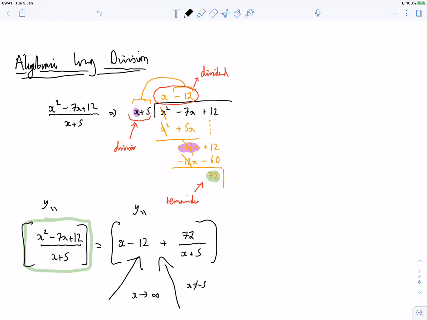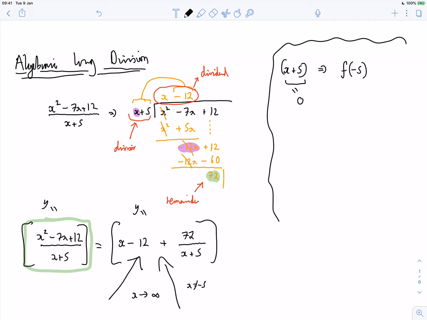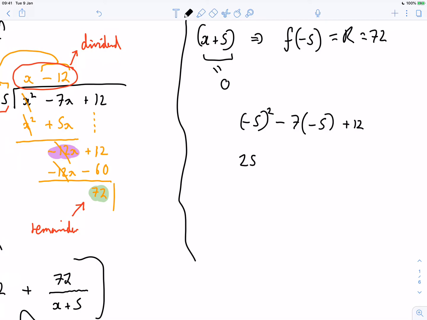So, just to see if that makes sense, I divided by x plus 5. So that means if I substitute, well, if this thing equals 0, what must x be? Well, x must be minus 5. So I'm claiming that if I substitute minus 5 into there, that will give me the same remainder, which is 72. Let's check. So this top part was x squared, so minus 5 squared, minus 7 lots of the minus 5 I'm inputting, plus 12. Well, minus 5 squared is 25. Minus 7 times minus 5 is plus 35, plus 12. 35 and 25 is 60. 60 plus 12 does equal 72.